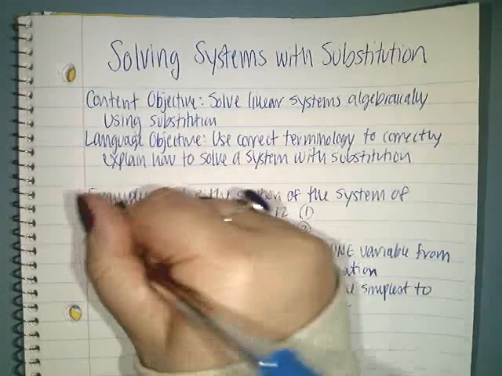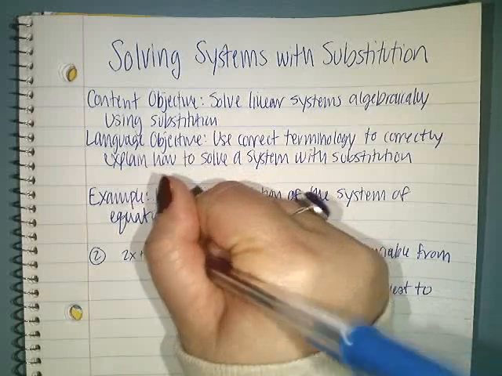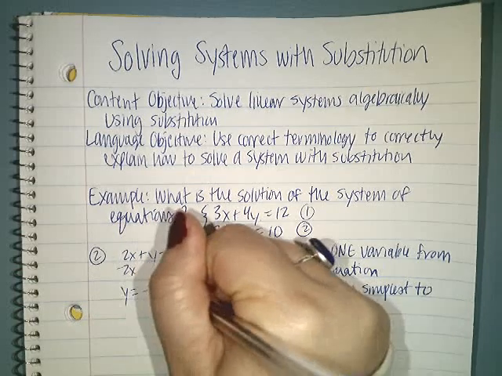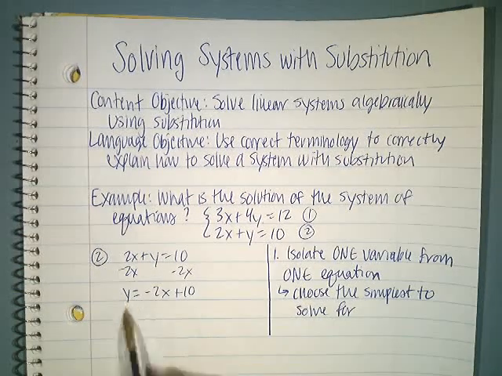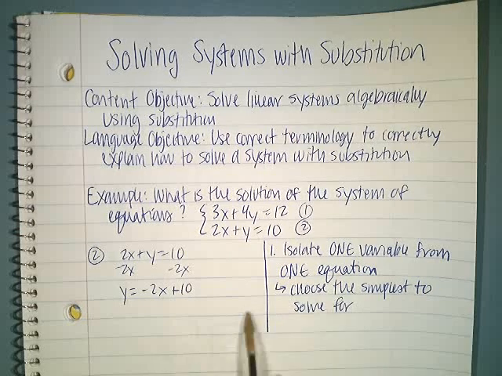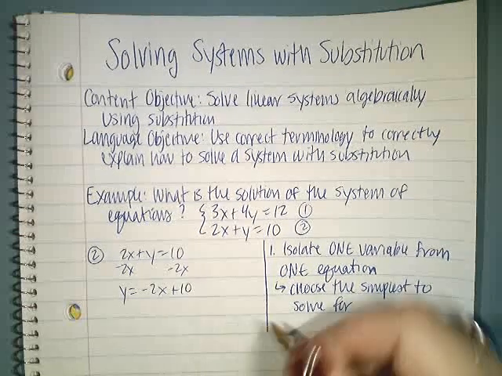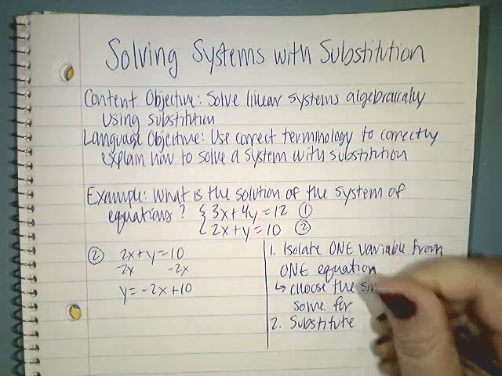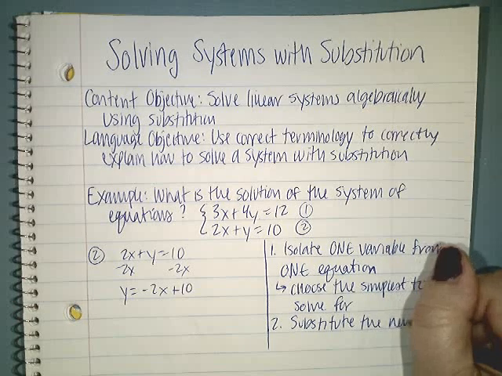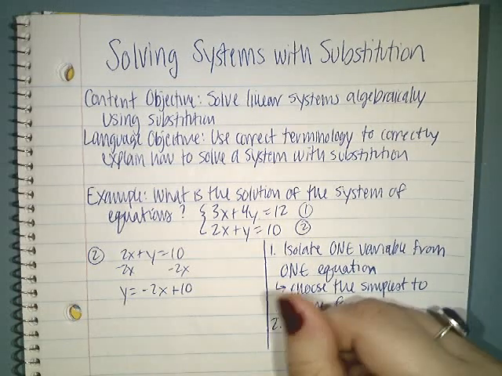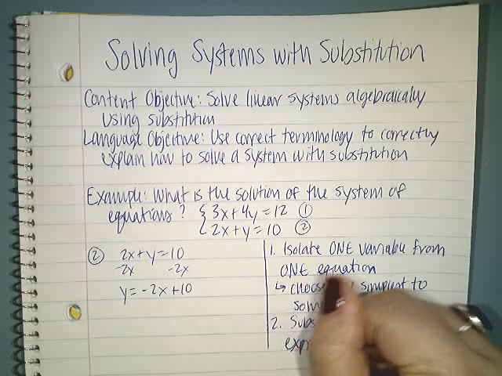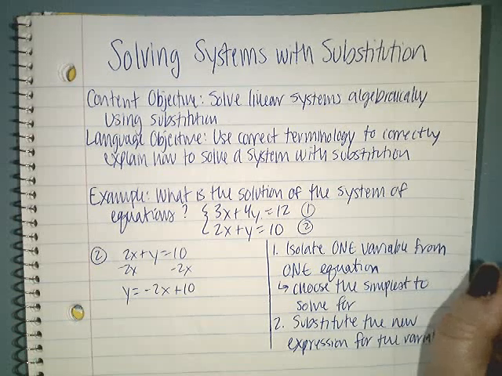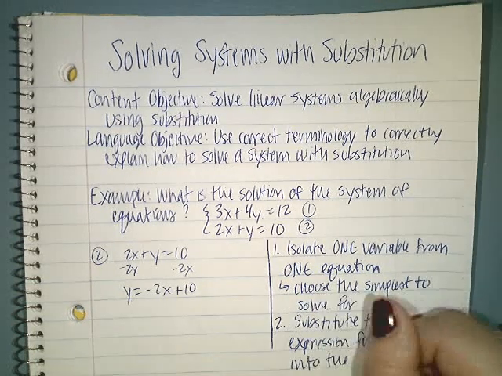So if I take equation number 2, which is 2x plus y equals 10, all I have to do is subtract 2x from both sides, and I get y equals negative 2x plus 10. So now that I've isolated y, I've completed my first step: I isolated one variable from one equation. Now I'm going to substitute the new equation or expression for your variable into the other equation.